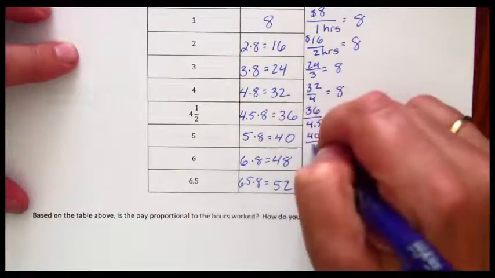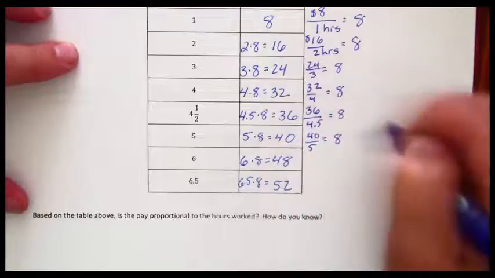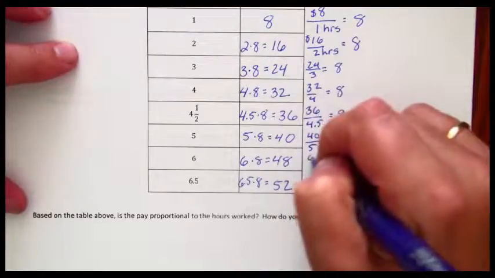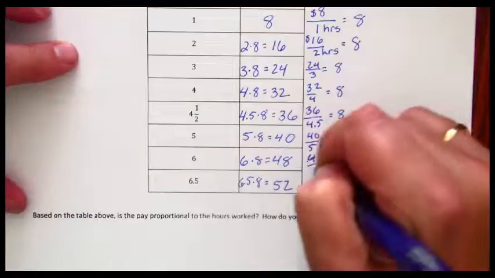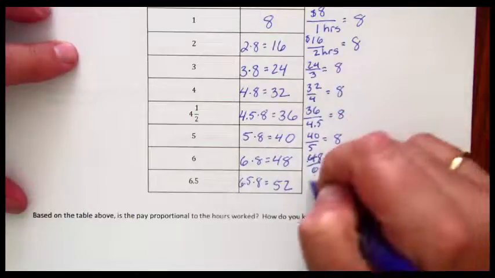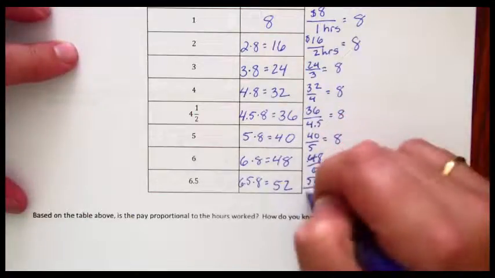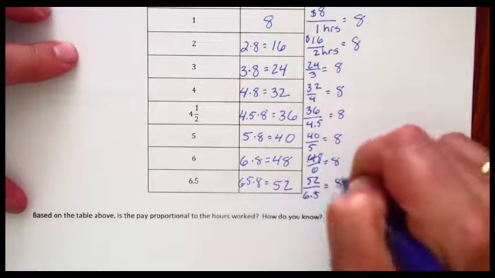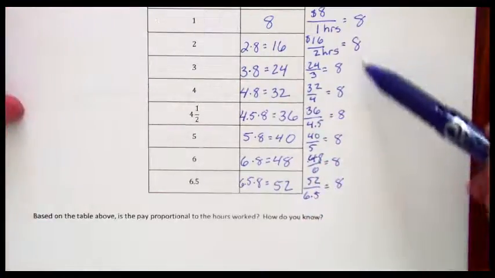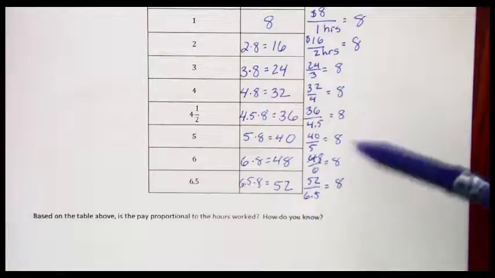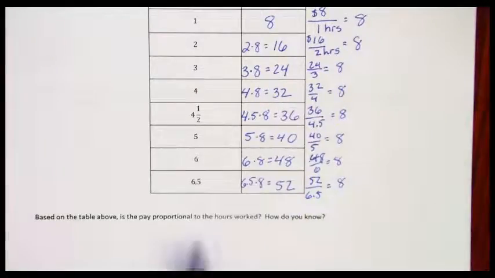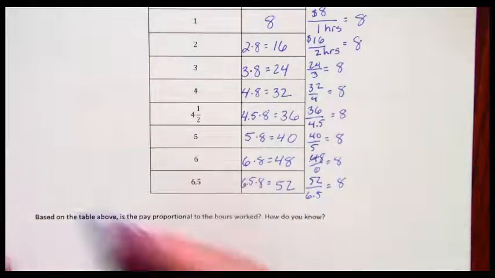40 divided by 5 will be 8. 48 divided by 6 is 8. And 52 divided by 6.5 is 8. Each of these ratios have the value of 8. So we know that the pay is proportional to the hours worked because the value of the ratio for each of these is the same.